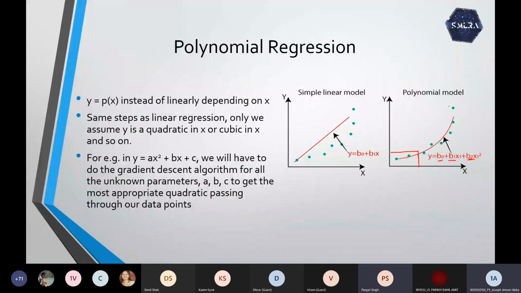A doubt: how does the computer know whether to apply the linear regression algorithm or the polynomial regression algorithm? You have to tell it. You have to assume a model: a linear model, or a quadratic model, or a cubic model. You have to tell what your function is, whether it is y equal to mx plus c, or y equal to m1 x plus m2 x square plus c, something like that. You have to assume.